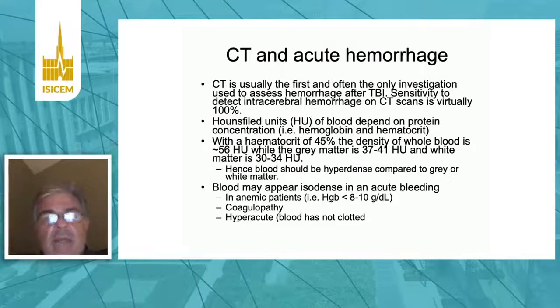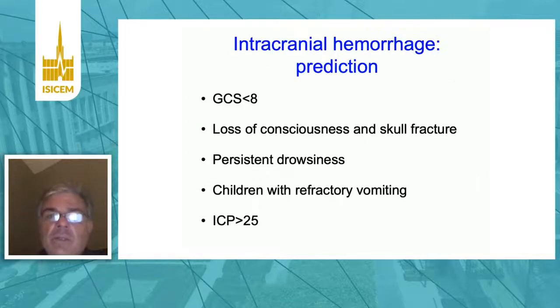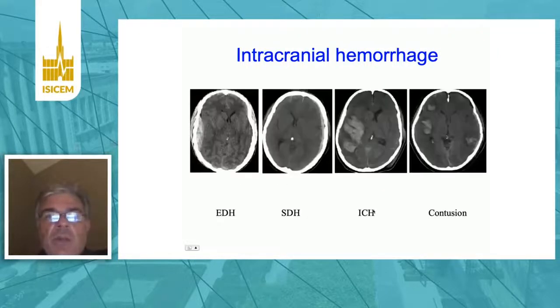One must recognize that in some instances, that acute blood might be isodense and perhaps can be missed because of its appearance. This can occur in anemic patients, those who have coagulopathy, or in the hyperacute stage because the blood has not yet clotted. We can predict intracranial hypertension in those with more severe injury: low Glasgow Coma Scale, loss of consciousness, a skull fracture, persistent drowsiness in children with refractory vomiting, and high intracranial pressure.